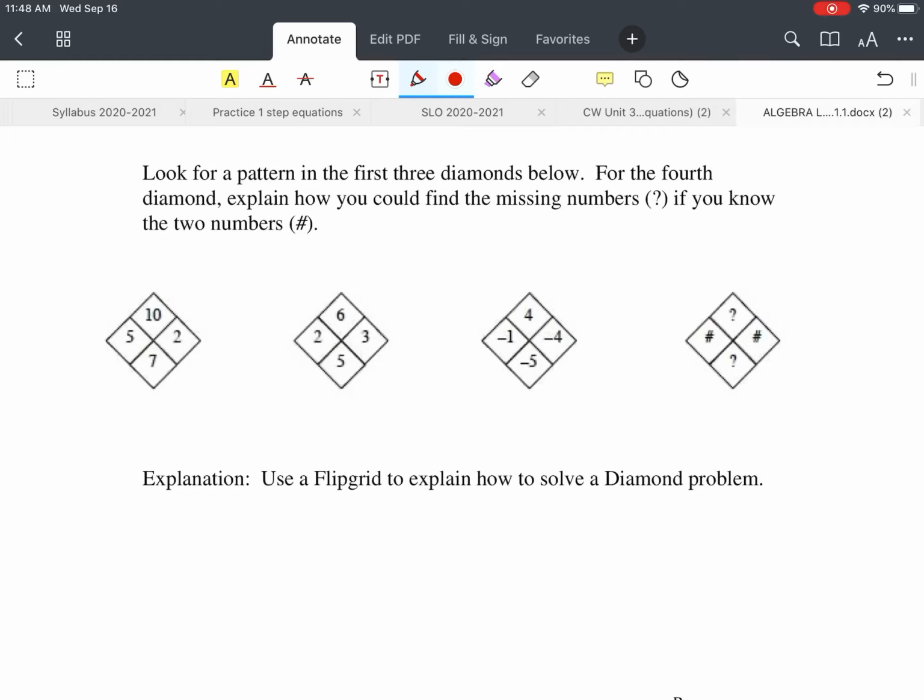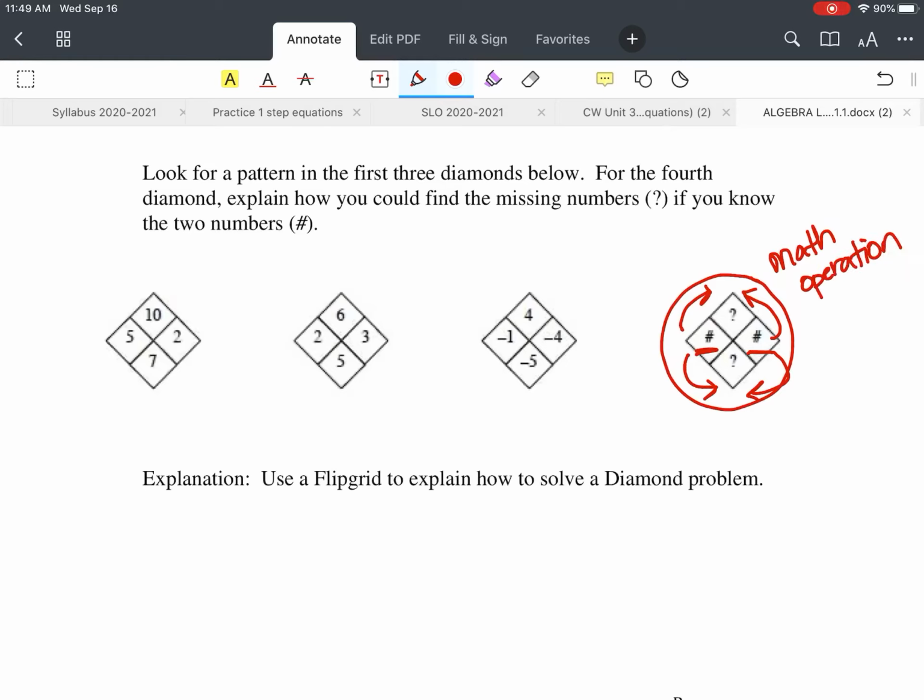It says, for the 4th diamond, which is this one, explain how you could find the missing numbers if you know the 2 numbers. So if you know the left number and the right number, how are you using those 2 numbers to figure out the top? And then how are you using those same 2 numbers to figure out the bottom? I'll give you a hint. You're going to use different math operations. You're going to use one operation to get to the top and one math operation to get to the bottom.